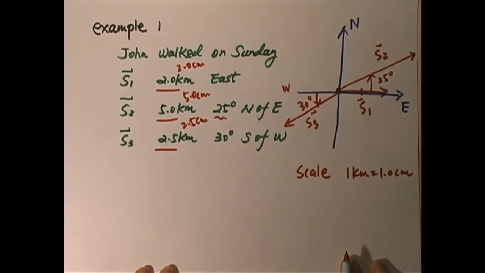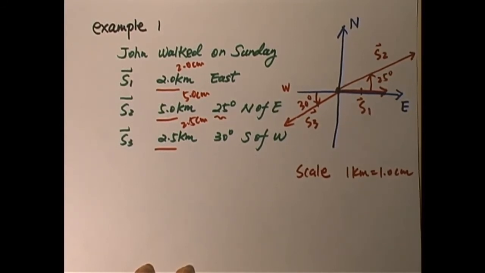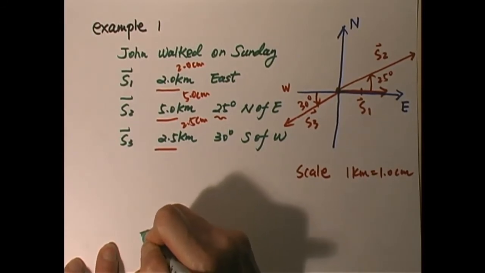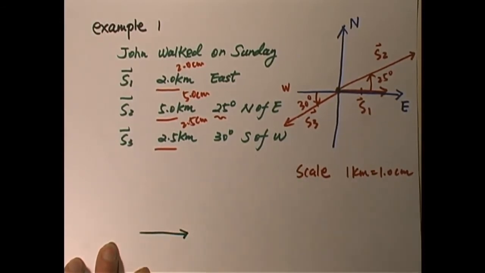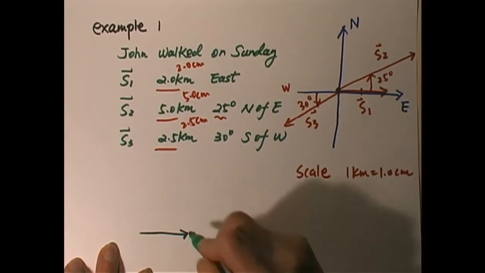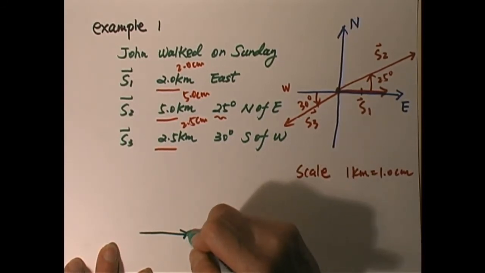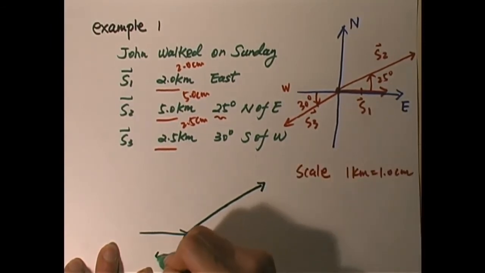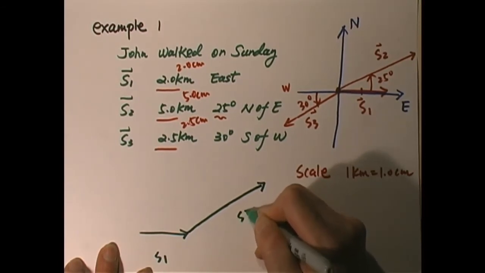Now, graphically, how do we make sense out of this? John had a walk. So we have to finish S1, then go S2, then go S3. What happened is John walked this way, S1. Then the second one is 25 degrees north of east, 5 centimeters. So you continue to walk, that's S2. This is S1, that's S2.